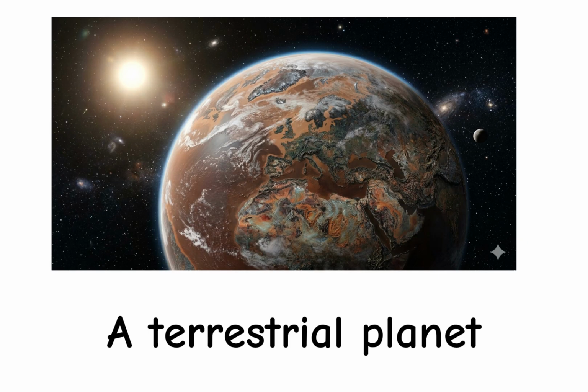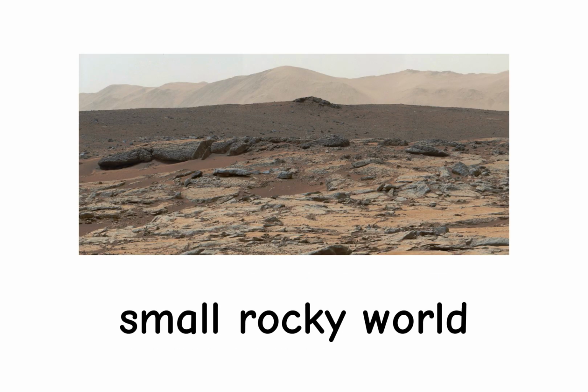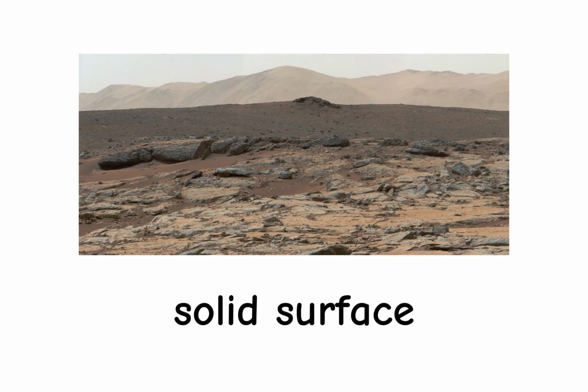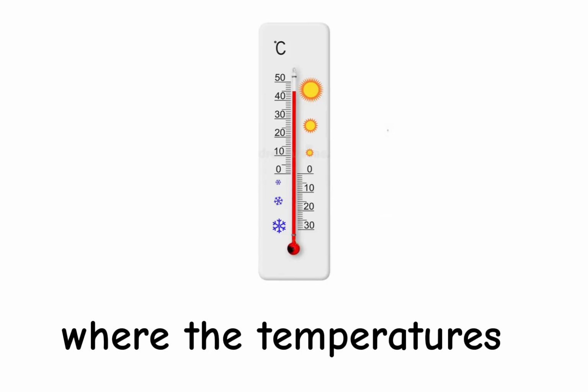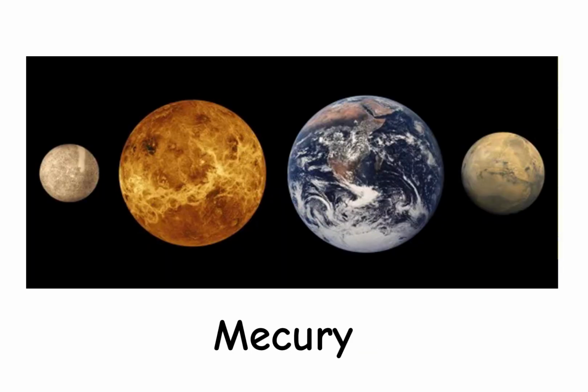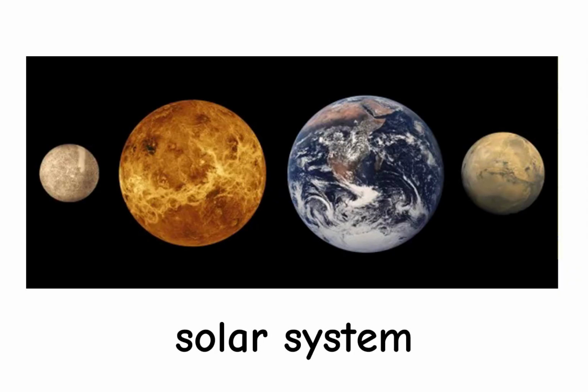Terrestrial planet. A terrestrial planet is a small, rocky world with a solid surface. These planets are made mostly of rock and metal, and they tend to form in the inner regions of a solar system where temperatures are high. Mercury, Venus, Earth, and Mars are the terrestrial planets in our own solar system.